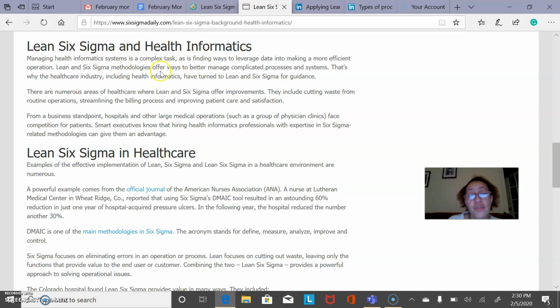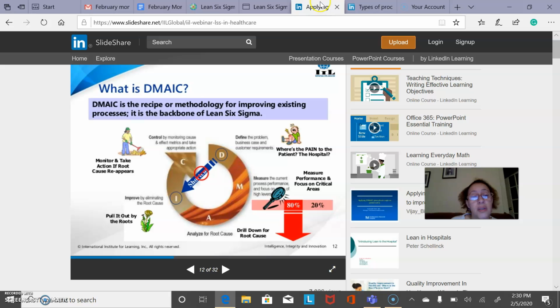So just a little bit about Lean Six Sigma health informatics: it says that it's a powerful tool that comes with step-by-step analogies. For example, they use this acronym, DMAIC, which is the recipe for methodology for improving existing processes. It is the backbone of Lean Six Sigma.